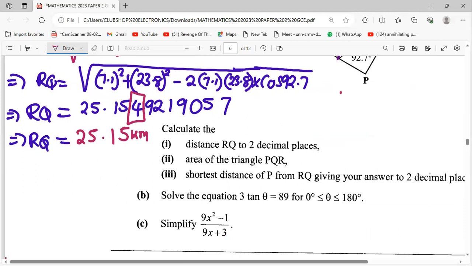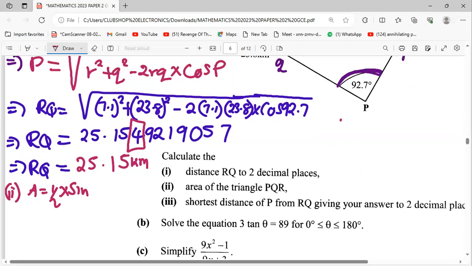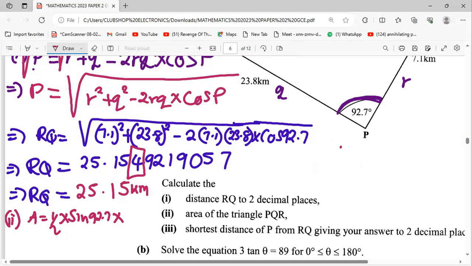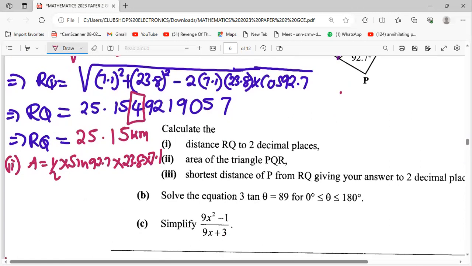The next question is about area. So the area will be given by half times sine of the angle that we have, times the two sides that are meeting at the angle. What are these? 23.8 times 7.1. That's how you do it. Get a calculator and work it out.